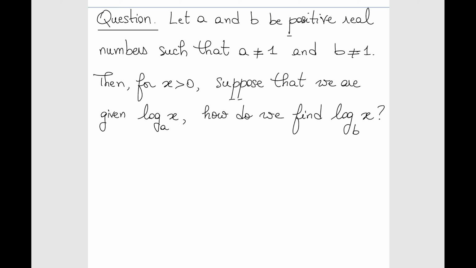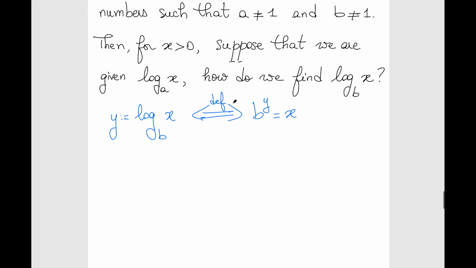How about we call that guy that we want y? Okay, what does this mean? Well, this means b to the power y. This is the only definition here. B is the base, and y is the exponent to which you should raise b to obtain x, right? So this is this by definition.